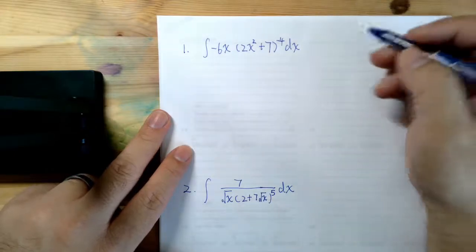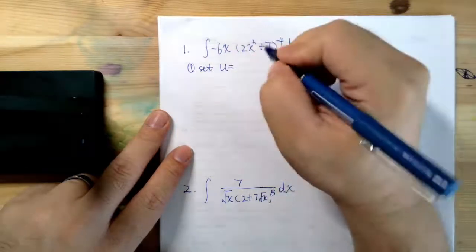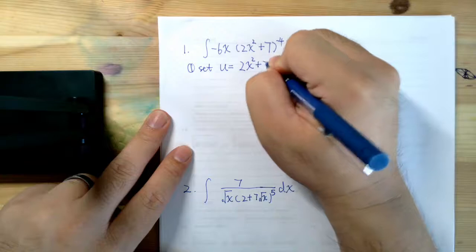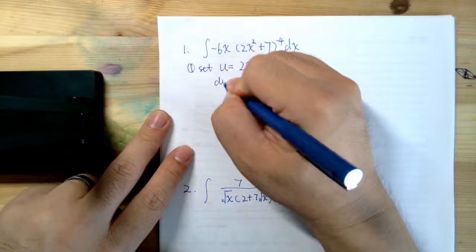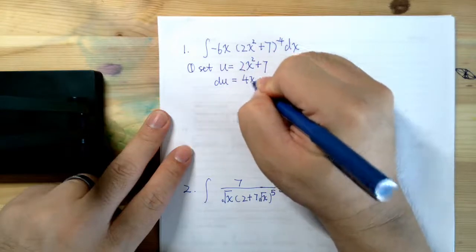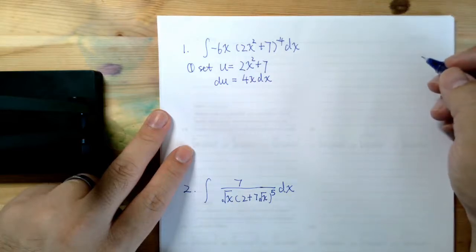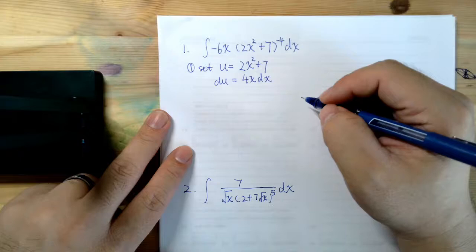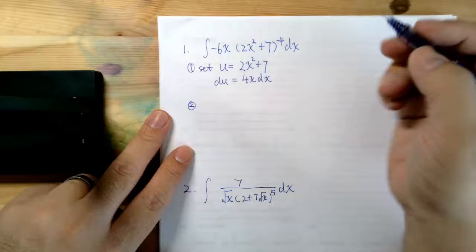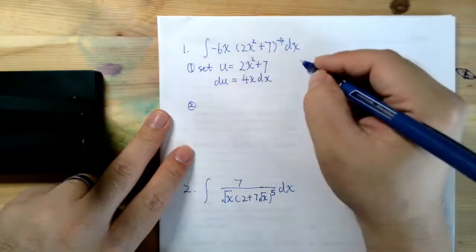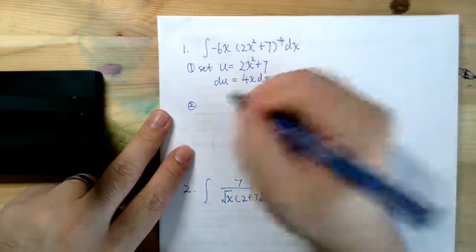Okay, so step 1, set u equals 2x squared plus 7, and then take the differential on both sides. So we get that du equals 4x dx. Okay, with this we can make our substitution here. So if I reorganize the order of my function, this is what I can get.